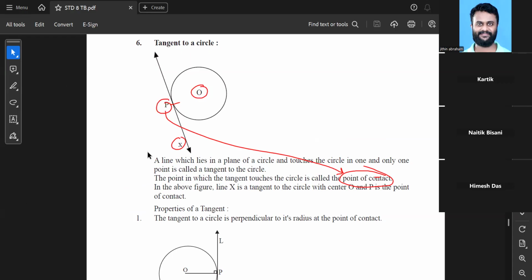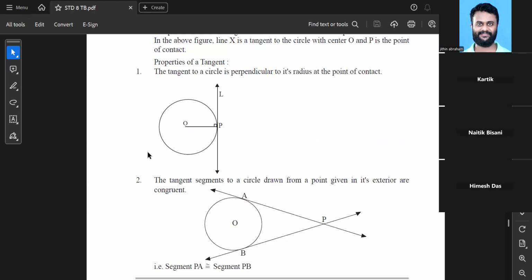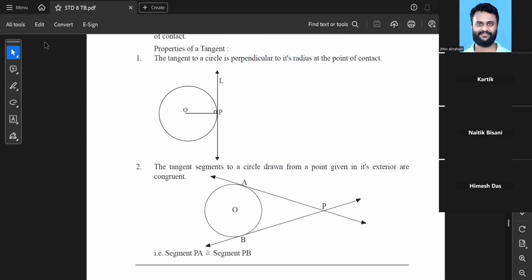Now there are a few properties of tangent. The first property: the tangent to a circle is always perpendicular to its radius at the point of contact. For example, if this is the tangent, this is the point of contact, and this is the center. If I'm joining a radius from the center to this point of contact, it is observed that the radius is always at 90 degrees from the tangent. You can never change that fact.